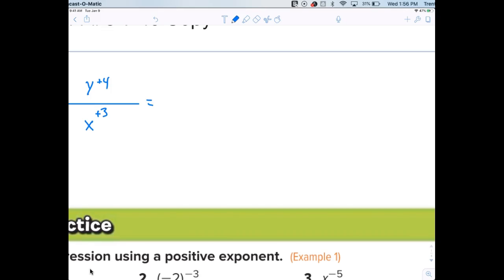All right, one more problem. 3x to the negative 5. Somebody tell me what 3x to the negative 5 is. You got to think first.